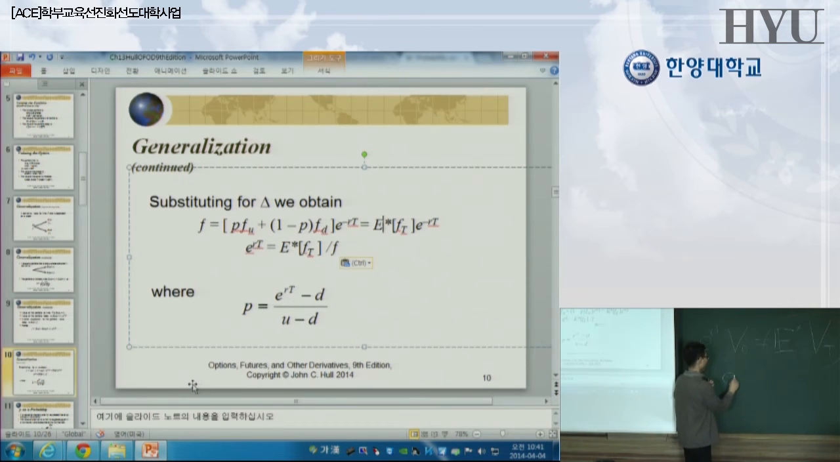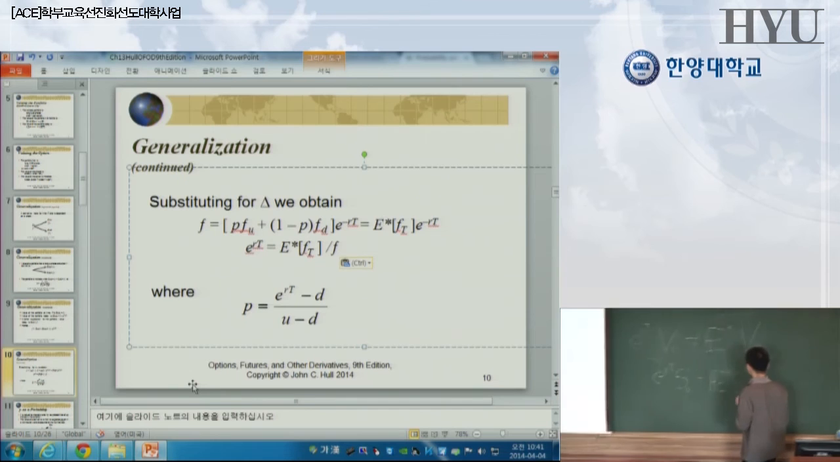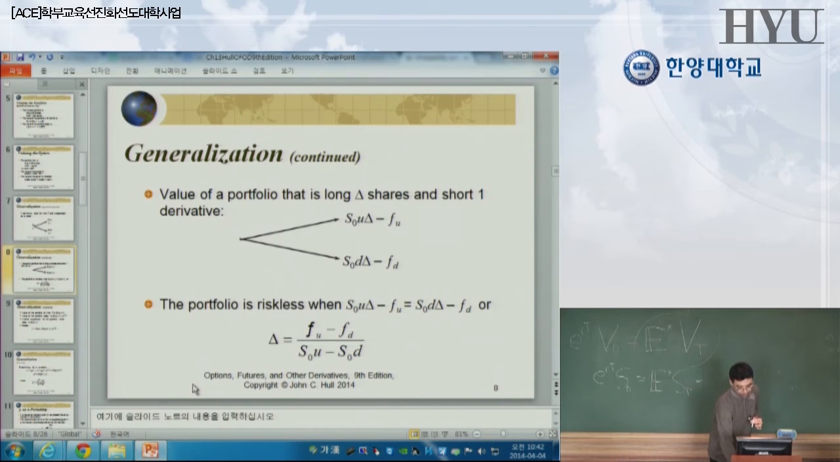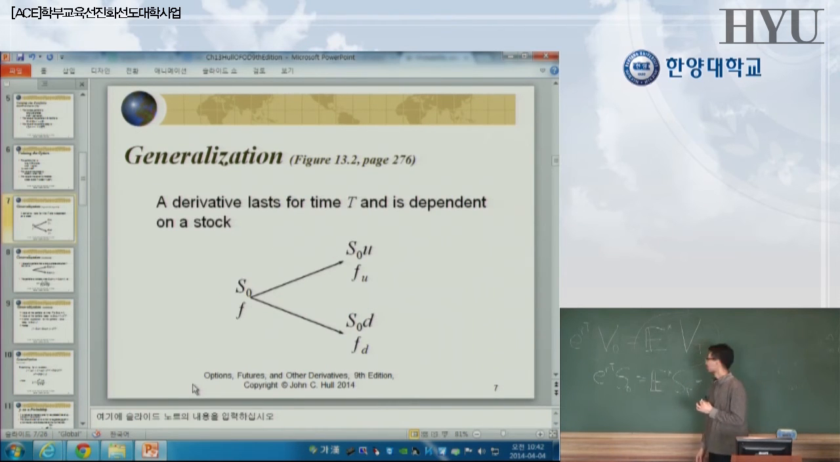Therefore, e^(rT) S0 should be equal to the expected value of ST, right? And then what is this? How can you calculate this? Okay, how can you calculate the expected stock price? Okay, using this one. How can you calculate this one?